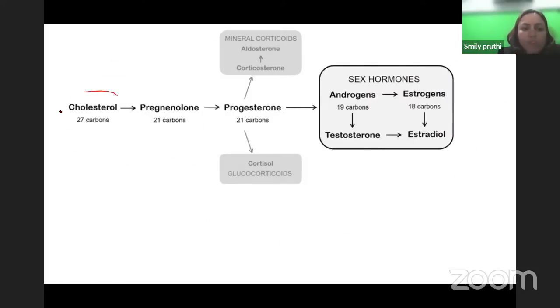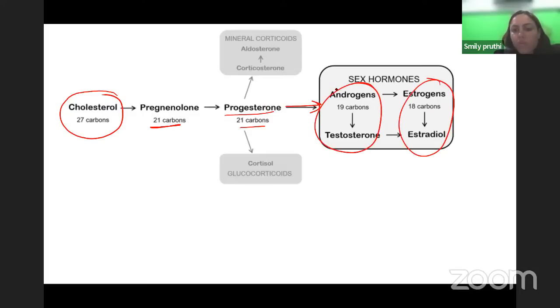This you can remember, cholesterol is a 27 carbon steroid ring, which gets converted to pregnenolone, which is 21 carbons. Progesterone is also 21 carbons. So first 6 carbons are removed from the 27 carbon compound and it gets converted to 21 carbons, right? Then it gets converted to androgens and estrogens. Androgens are 19 carbons and estrogens have 18 carbons, right? On one side, progesterone gets converted to cortisone, mineralocorticoids, and glucocorticoids also, right?